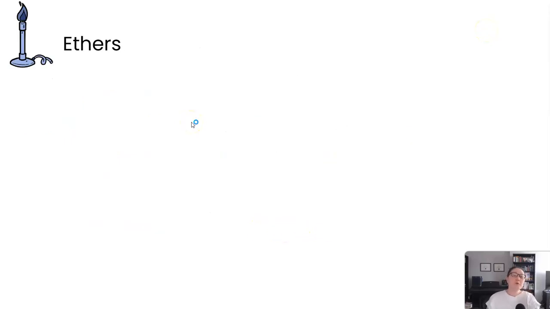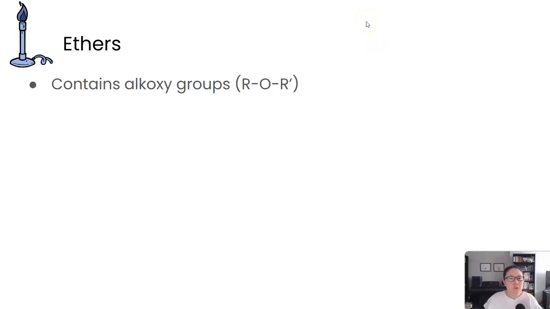Next functional group we're going to talk about are ethers, and they're actually fairly similar to the alcohols that we just looked at, in that it is an oxygen. All the bonds are single bonds that we're looking at. The only difference is that the oxygen is not going to have a hydrogen attached to it. It's going to have another R group.